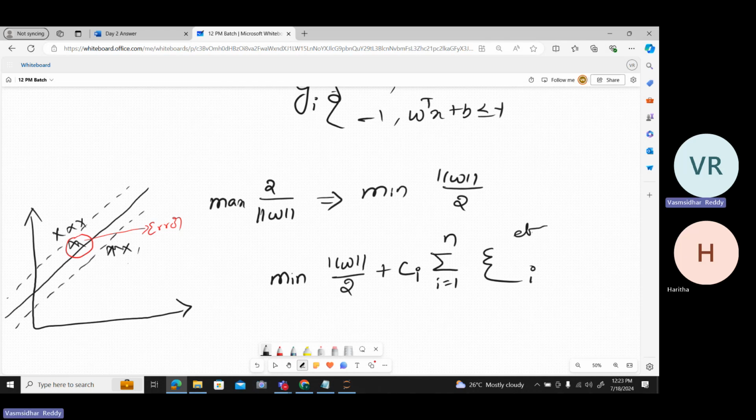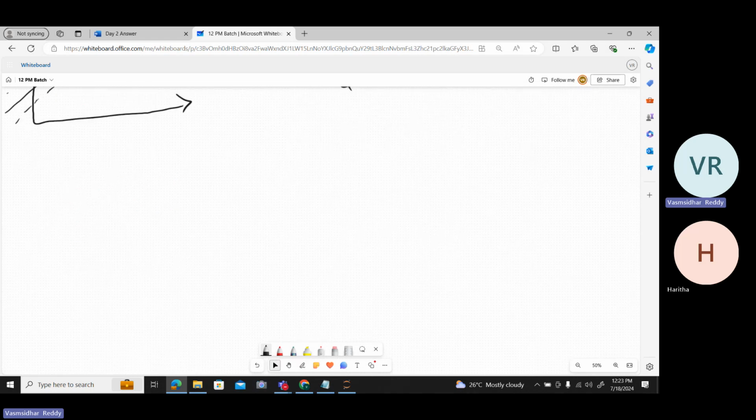Clear? Okay, done. So in data we have non-linear and linear. Right now we are working on the linear. If you find any non-linear data, at that time we need to use SVM kernel. SVM kernel is used for non-linear data. For example, this is my data, presented like this. This is not in a linear format.